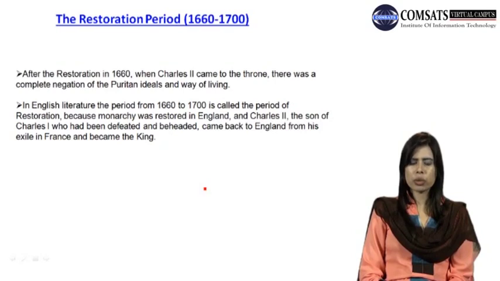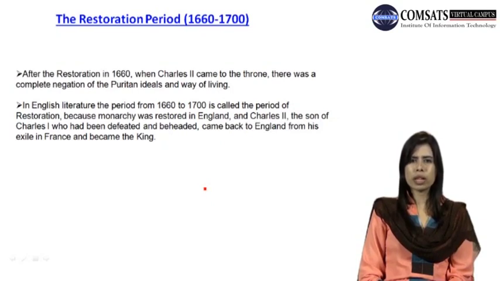So that is known as the Restoration period as well. In English literature, the period from 1667 is called the period of Restoration because the monarchy was restored in England, and Charles II, the son of Charles I, who had been defeated and beheaded, came back to England from his exile in France and became the king.